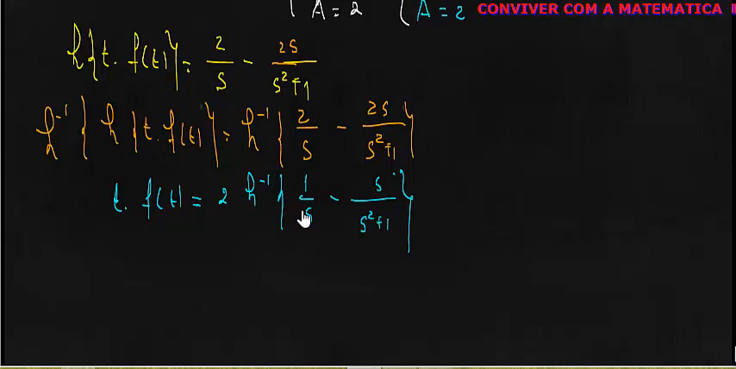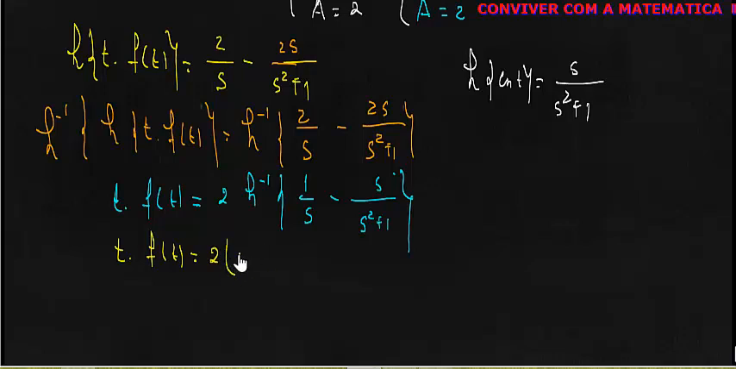So now as you can see, the inverse of 1 over s is 1, and this is the cosine. As you can see, the Laplace transform of cosine of t equals s over s squared plus 1. Okay, so now it is quite simple to understand that t times f of t equals 2 times 1 minus cosine of t.